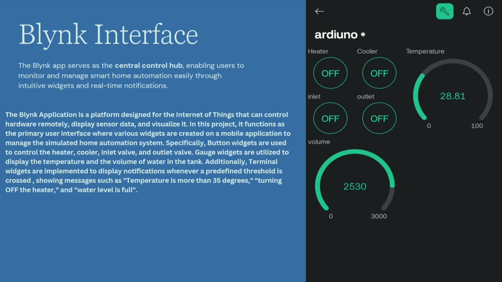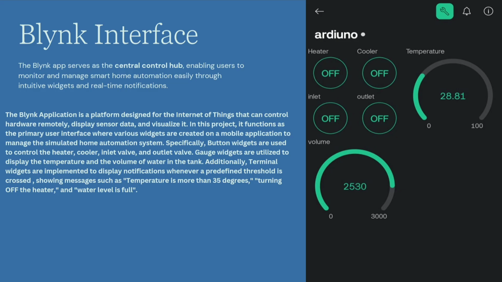This is all showcased in the IoT application. Virtually, this is designed for the Internet of Things, to control hardware remotely and display the sensor data virtually in the project. The functionality is primarily used for the interface with widgets and creating buttons in the mobile application, simulating a home automation system. Button widgets control the heater, cooler, inlet valve and outlet valve. Other widgets display the temperature, the volume of water in the tank, etc.